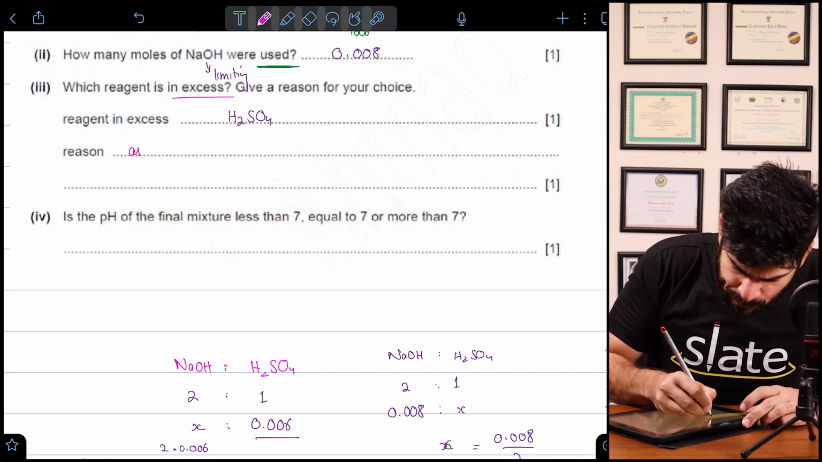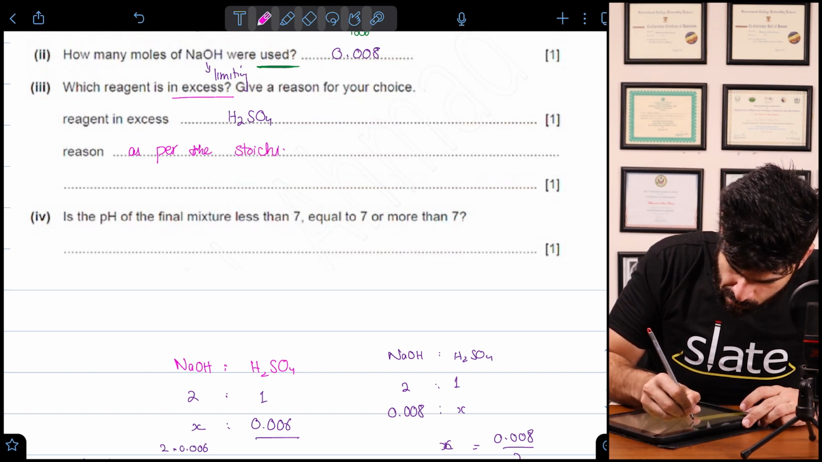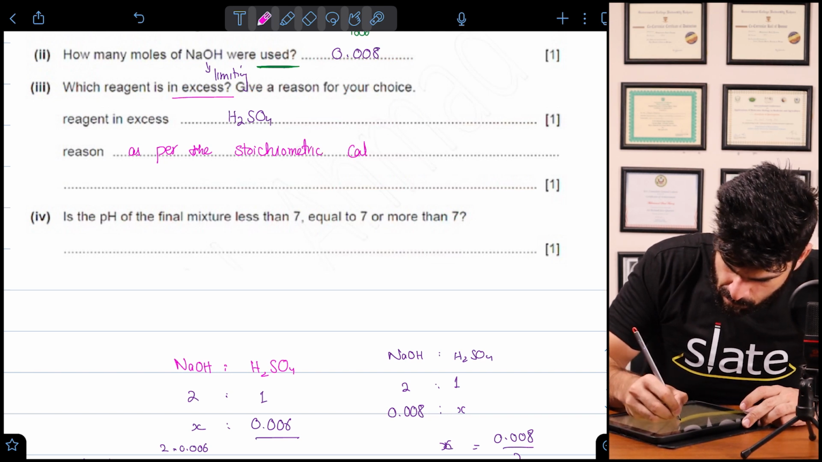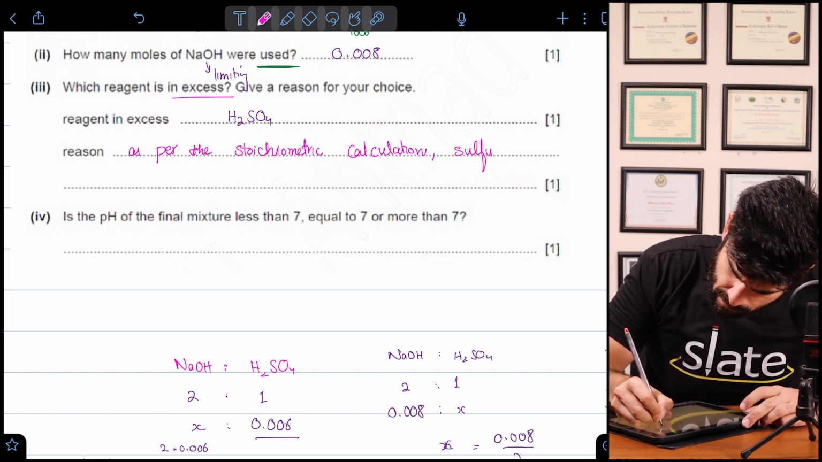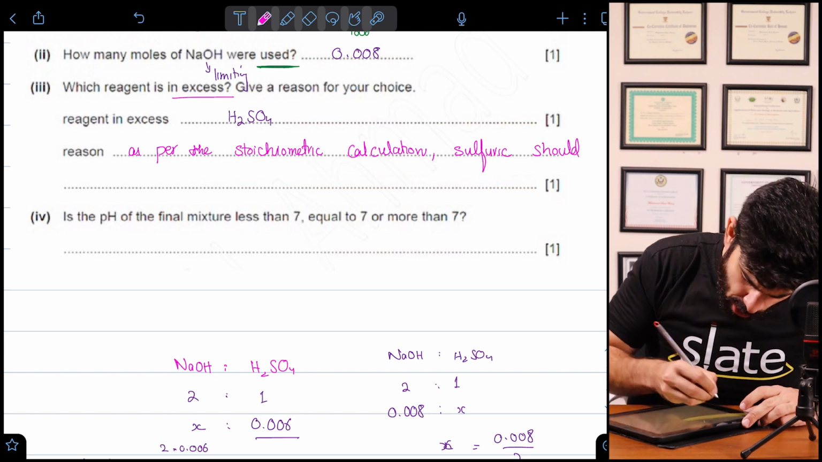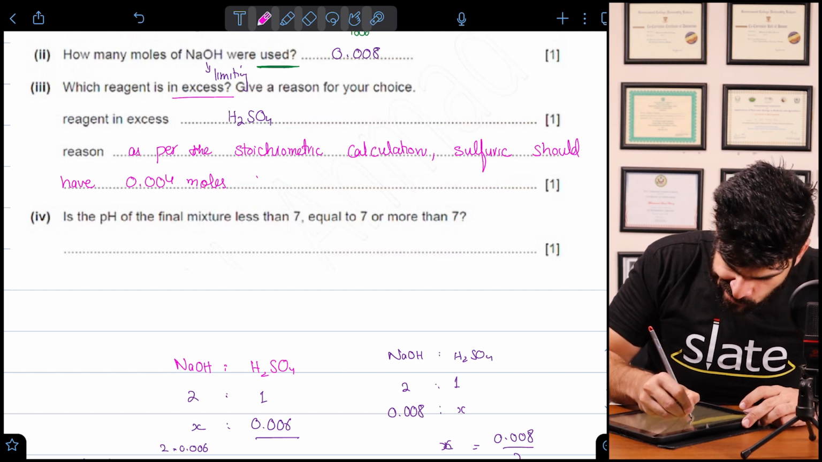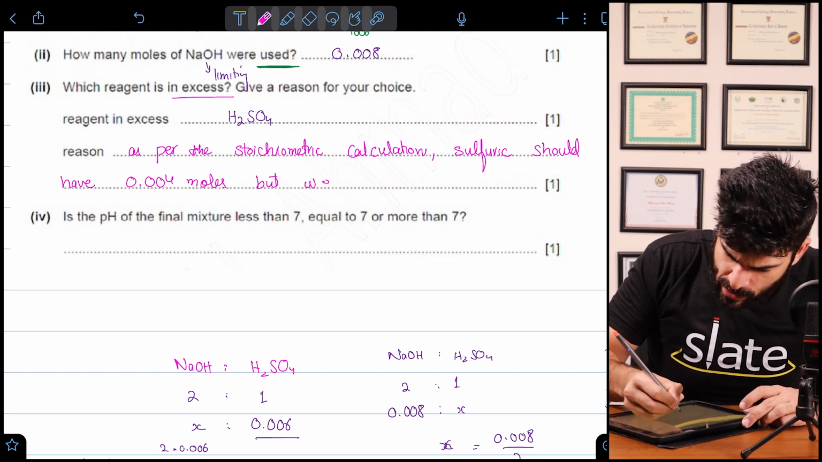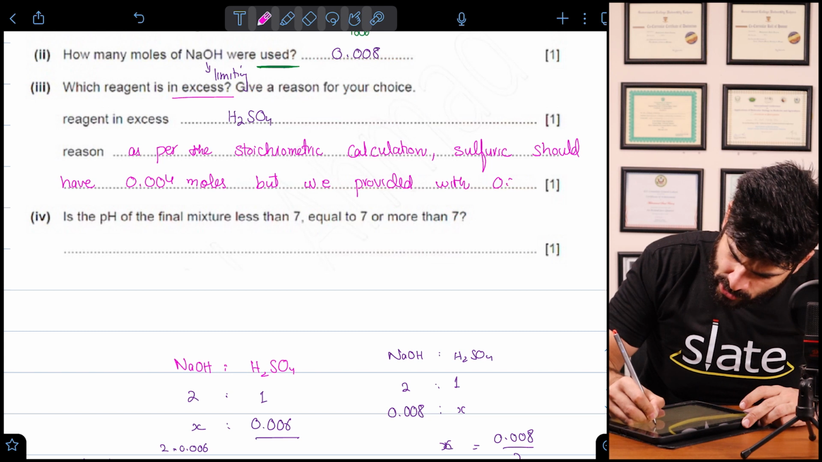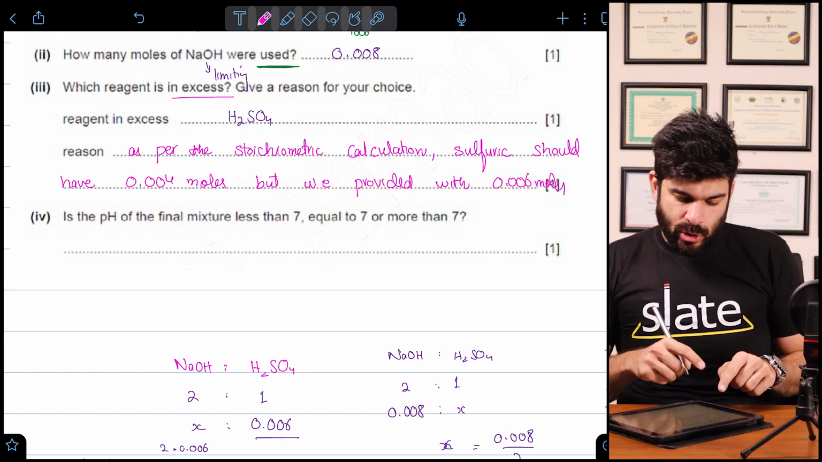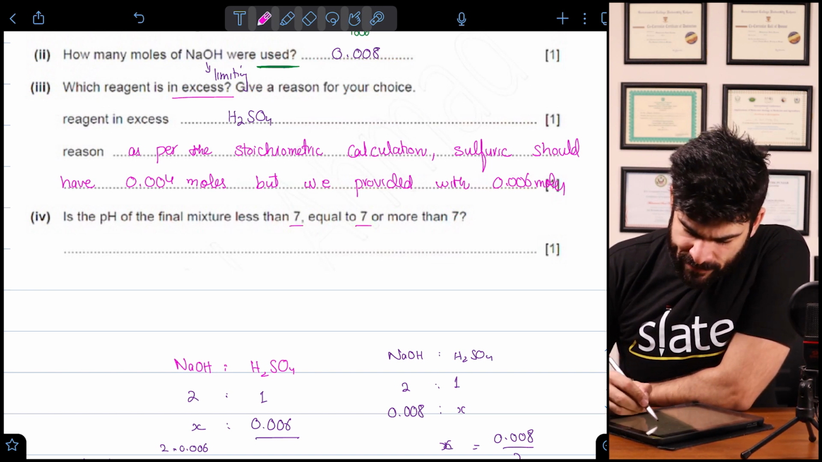Why? Because as per the stoichiometric calculation, sulfuric acid should have had 0.004 moles, but we were provided with 0.006 moles, and that's why it's in excess. So next question is a very different one. Is the pH of the final mixture less than 7, equal to 7, or more than 7?